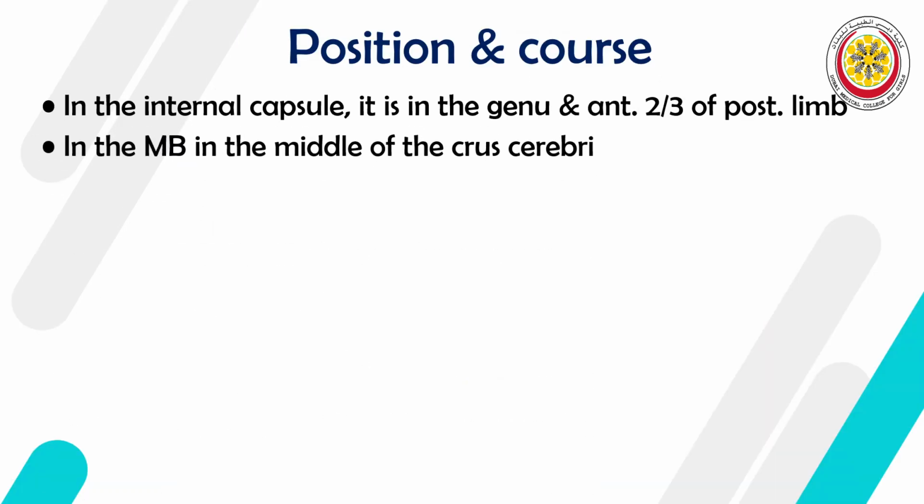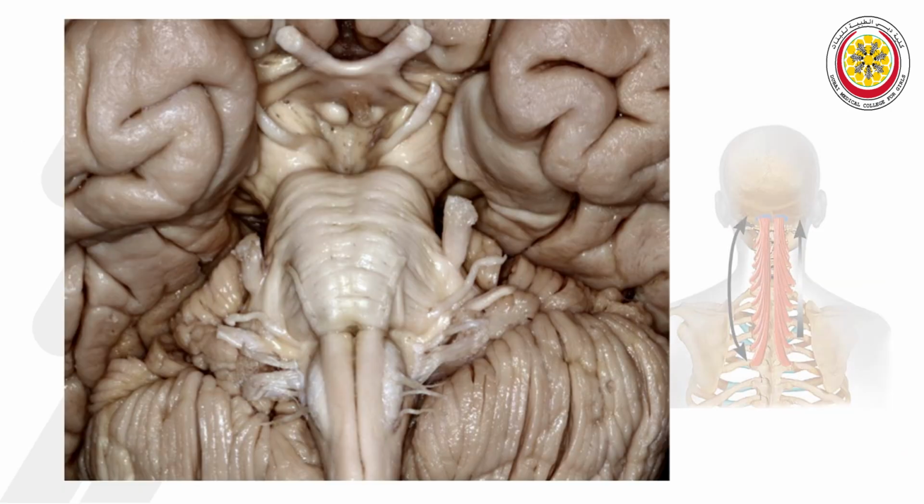Now, in the midbrain, where are they? Now I'm talking about the position. Where are they in the midbrain? They are in the crura cerebri. But where about in the crura cerebri? How are they distributed? First of all, these are the crura cerebri.